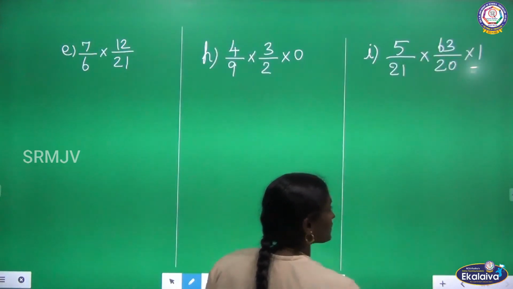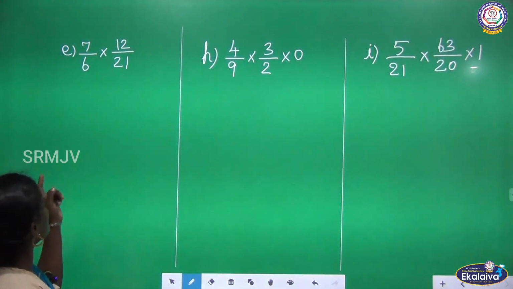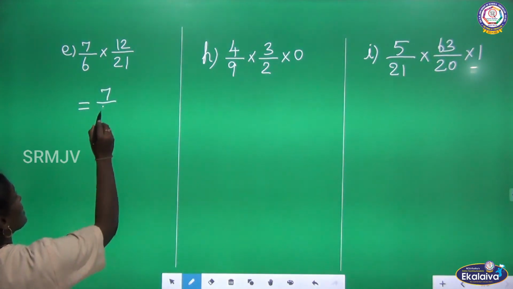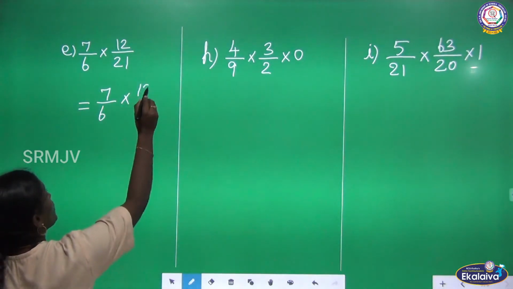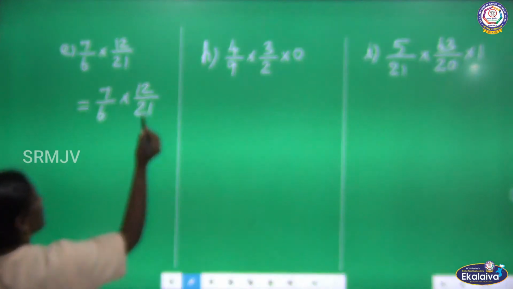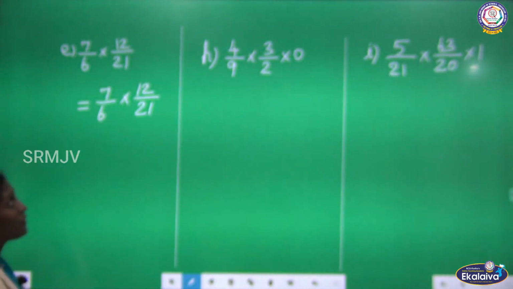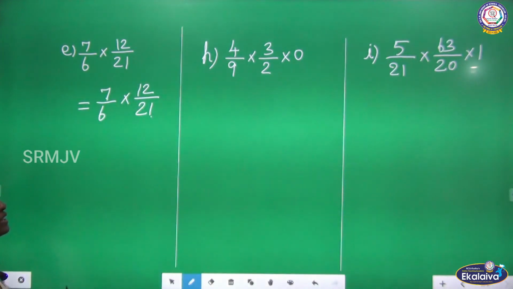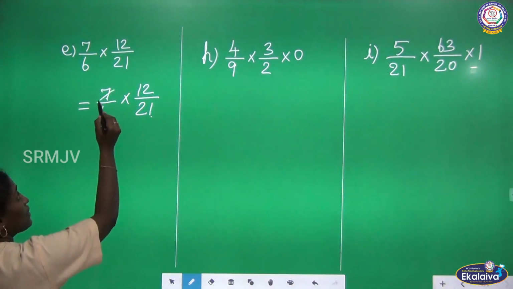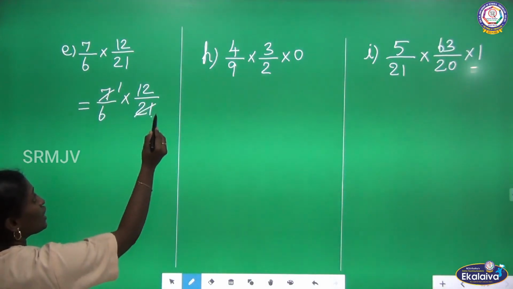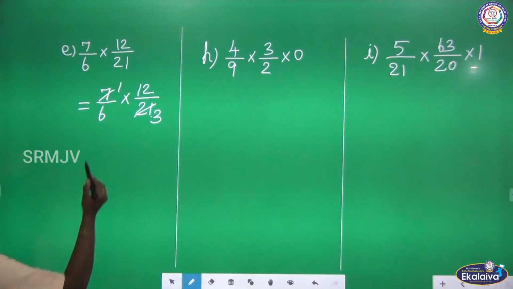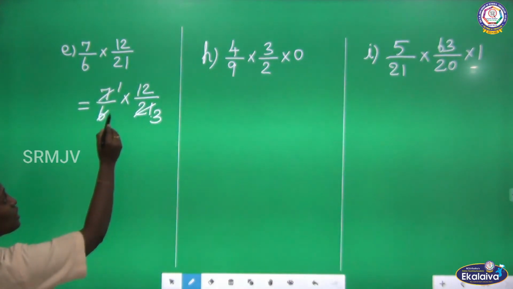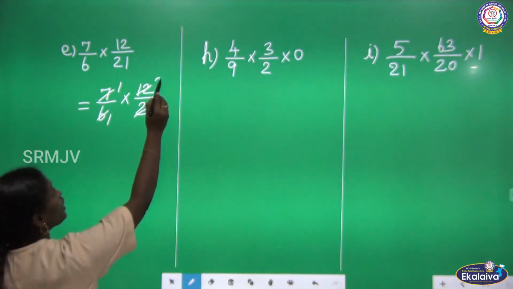Okay. The next question, 7 by 6 into 12 by 21. Now, which numbers we can reduce? We can reduce 7 and 21 in 7 table. In 7 table 1 time, in 7 table 3 times 21. Again we can reduce 6 and 12. In 6 table 1 time, in 6 table 2 times.